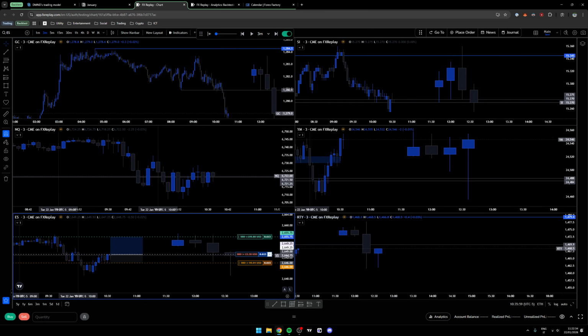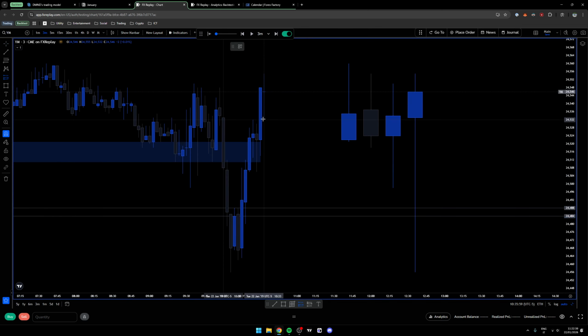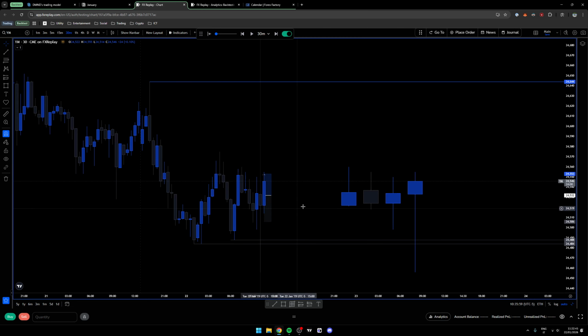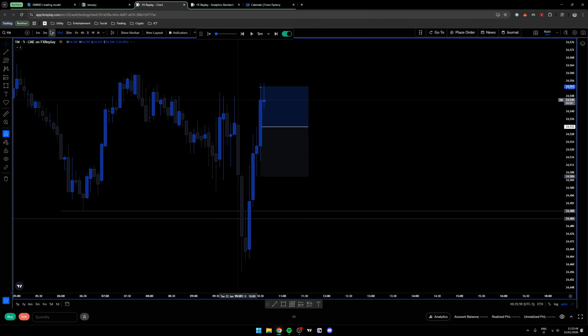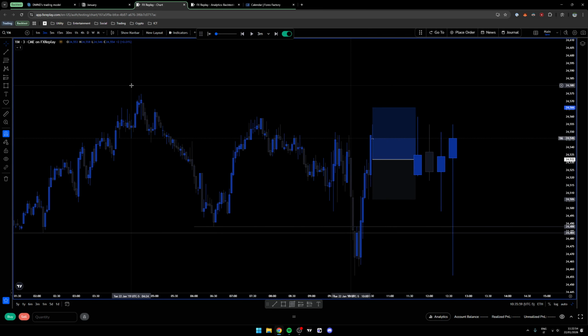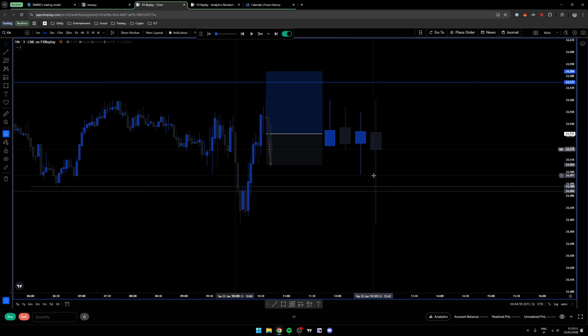Let's see what we get. We do get a gap here as well. Now, do I want to see this gap be filled? Probably not, to be honest. I mean, if it does, and we just get run through, I think I just wait for a good OB to trade.